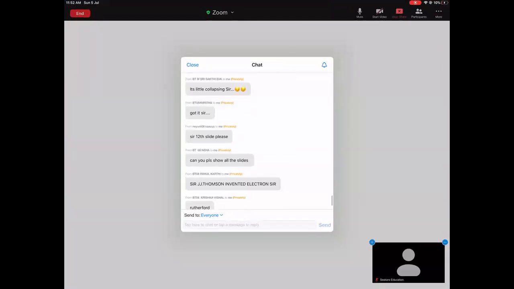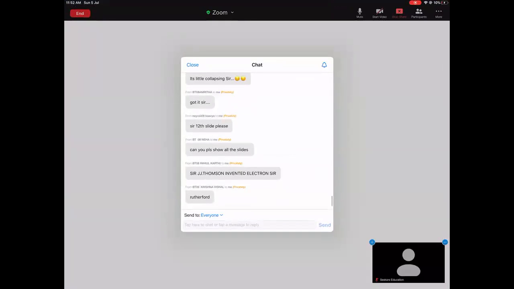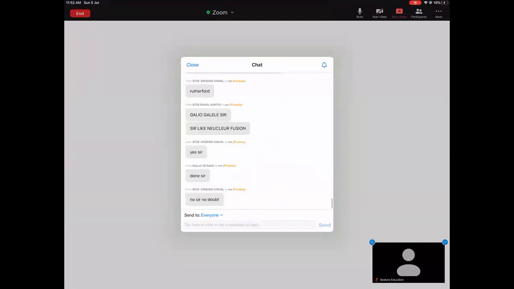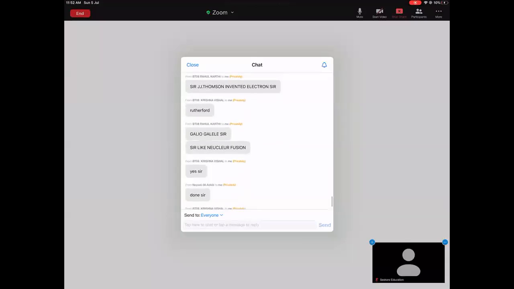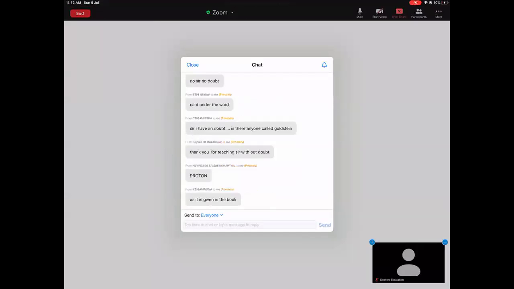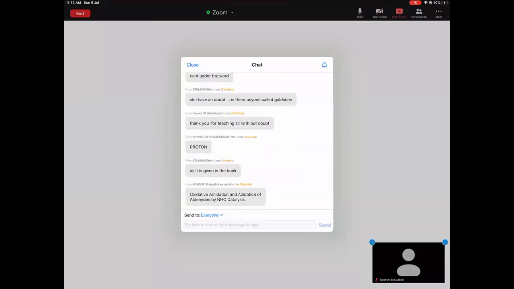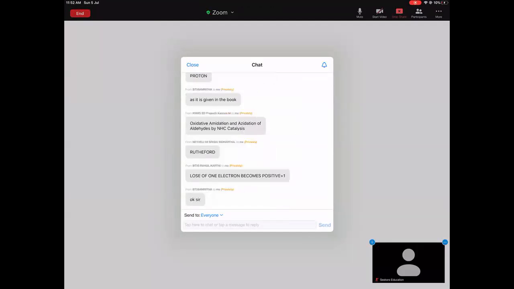Proton, it is collapsing, sir. Got it, sir. 12th slide. Can you please show all the slides? I will show. J.J. Thomson, Rutherford. Sir, I have a doubt. Is there anyone called Goldstein? Yes, there is. Proton as it is given in the book. Yes, Goldstein is there.